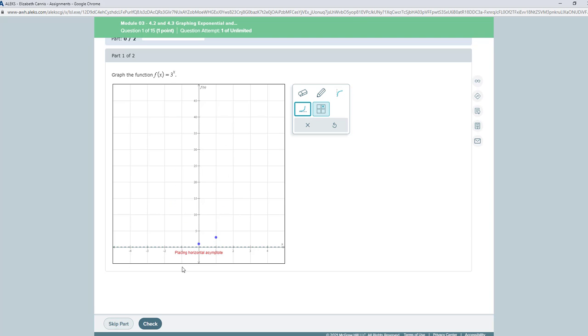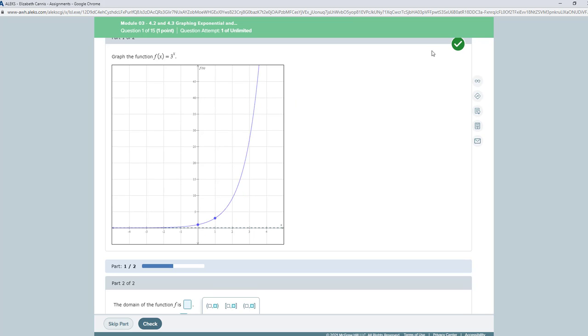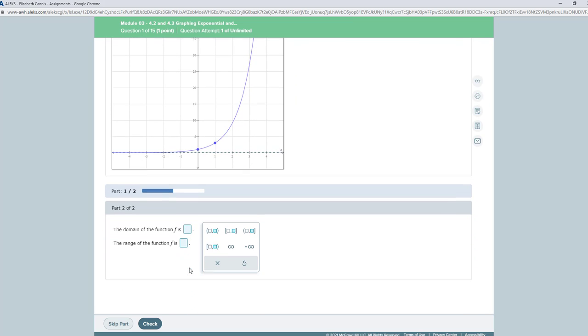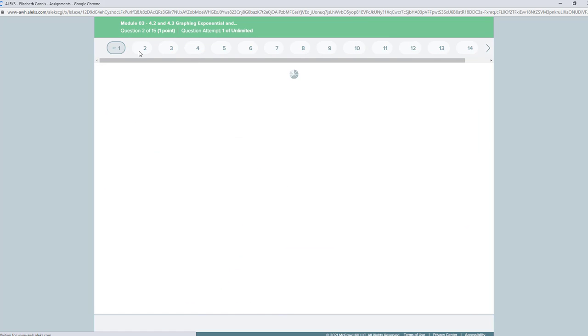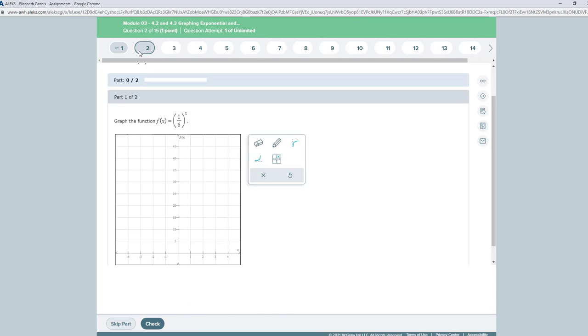So I place the horizontal asymptote. Oops. No, there we go. Okay. And I had to kind of push down on that one. Place the first point. Place the second point. And so there's my graph. Check it. Yay, correct. And then it wants to know the domain and the range, so you can figure that part out.